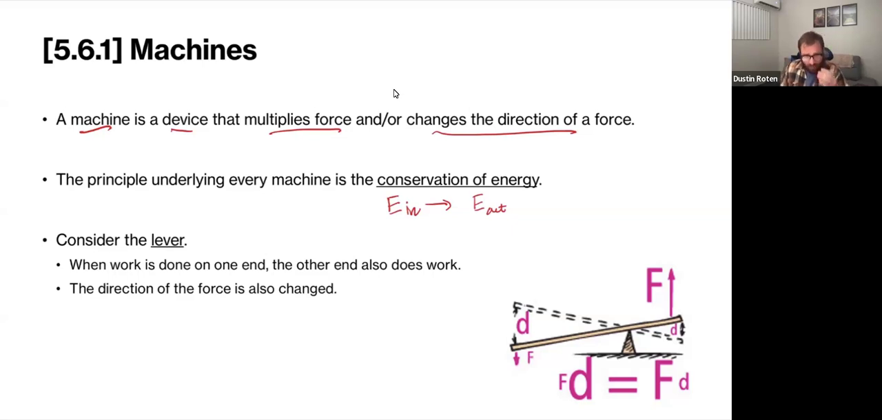So with a lever, when work is done on one end, the other end also does work. If you think about the definition of work, it's a force over a distance, right? Well, if we apply a force to one end of the lever, we're going to move it through a distance. So if it started up here and we apply this force, we have both ingredients of work. So work is done here. This is the input.